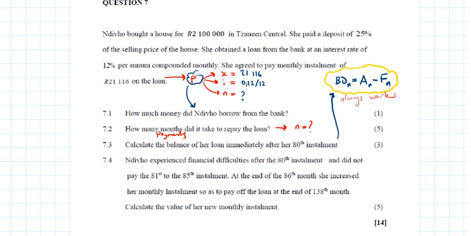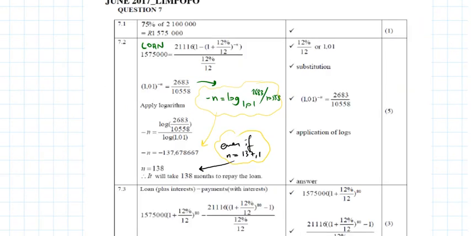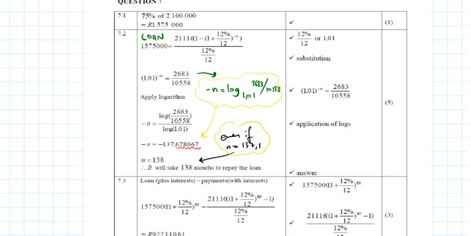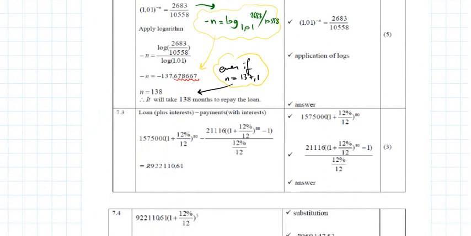The other one works only if all the payments, including the last one, are the same. Like in this question, the other formula does not work. Why? Because we have seen that, because of those decimals, there will be a last final payment which is less than 21,000. That makes the P formula not work in 7.3. And as you see in the memorandum, what is done is exactly what we said. They have done A minus F.